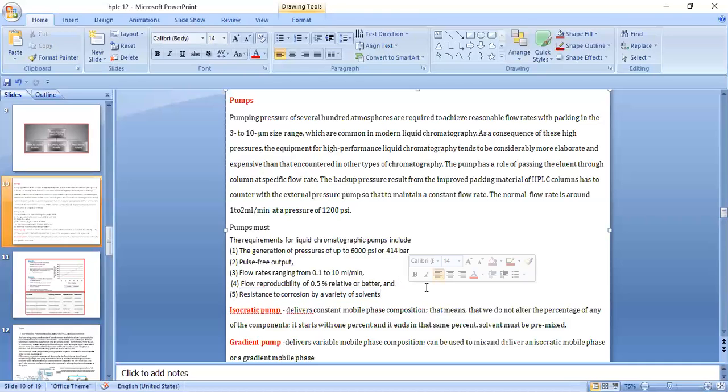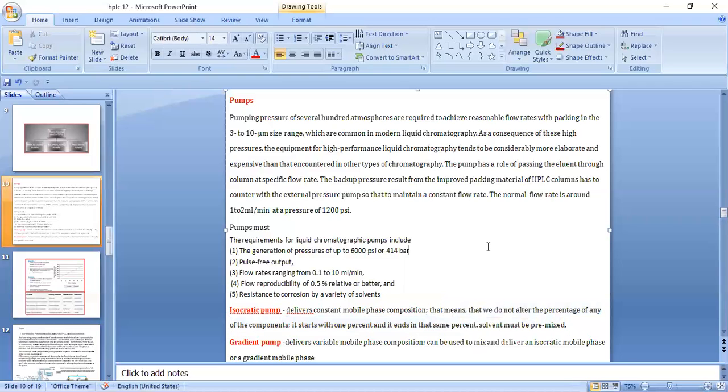Now, we have two kinds of pumps. One that can deliver a solvent without changing its composition, whose composition remains constant. So we have an isocratic pump, or we can have a gradient pump. Now, an isocratic pump is one that delivers a constant mobile phase composition. That means we do not alter the percentage of any components. It starts with one percentage and it ends at the same percentage.